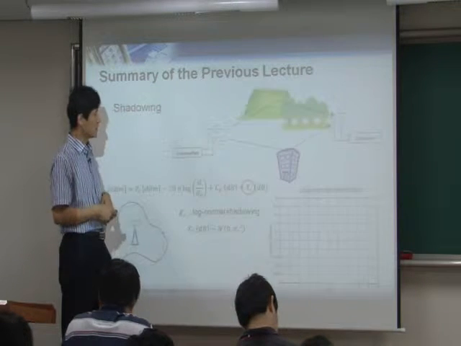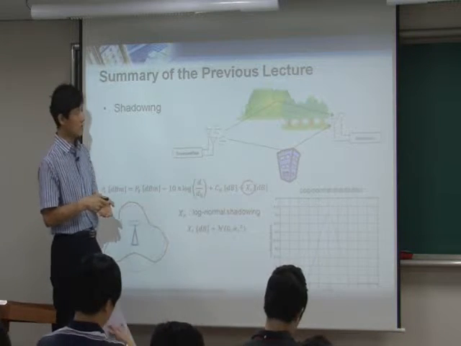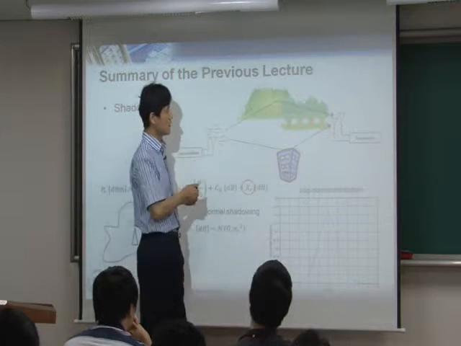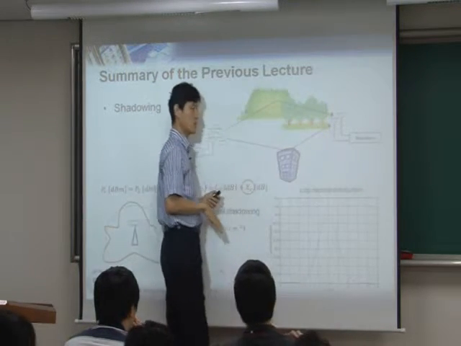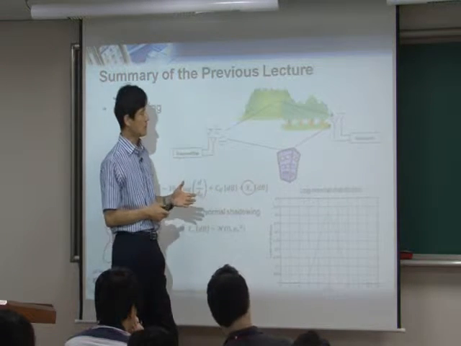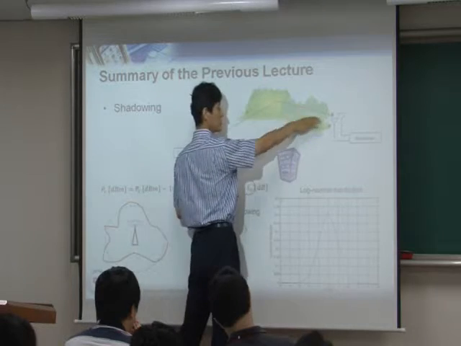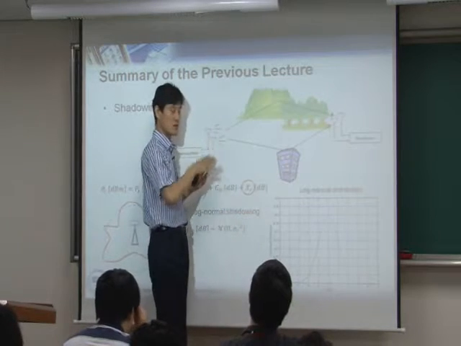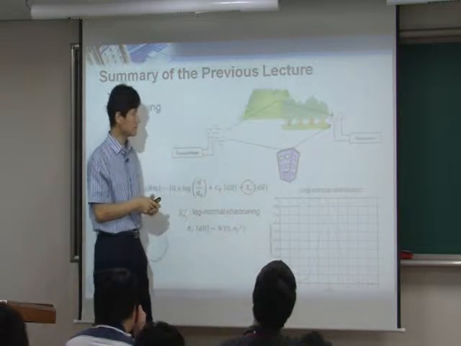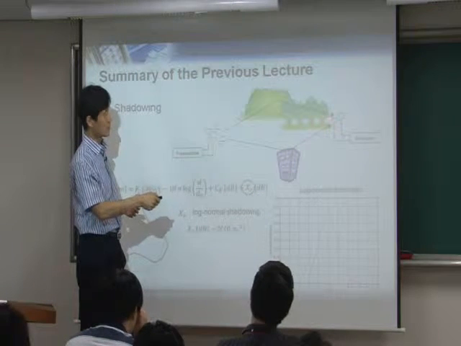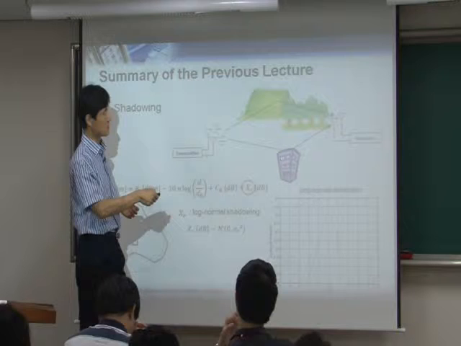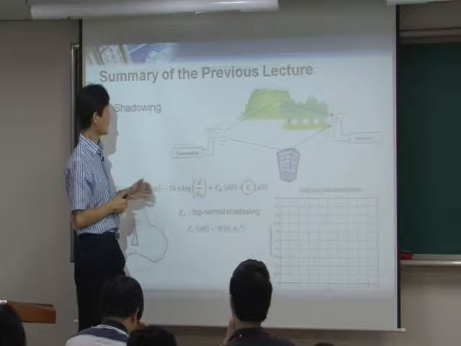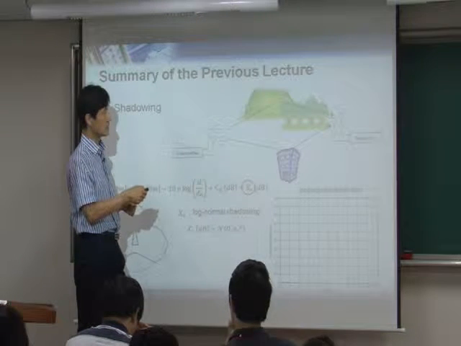So there must be something else. One of them is called shadowing. What is shadowing? When this transmitter transmits a signal, the signal sometimes goes directly to the receiver, which we call line of sight. But there are also reflections from buildings, from the ground, from mountains, so there are many reflections. Those reflections, especially the big ones from big buildings or big objects, will affect the signal and cause shadowing. And especially, these are random.